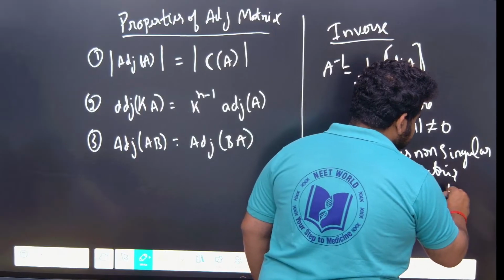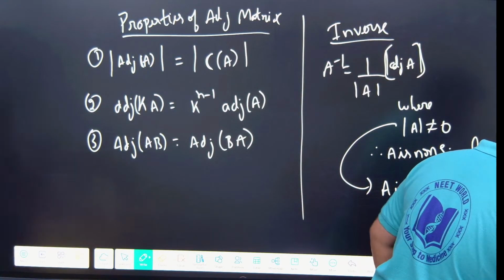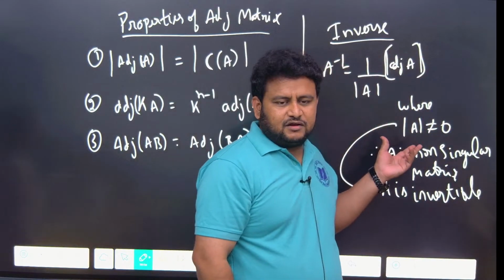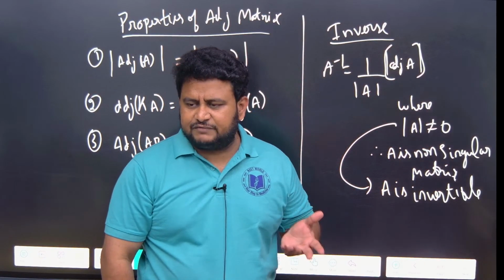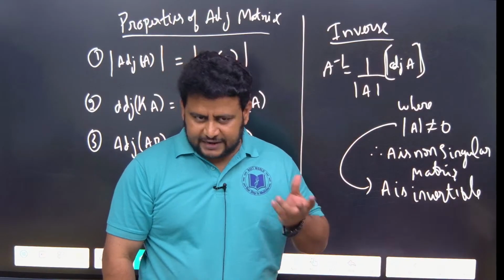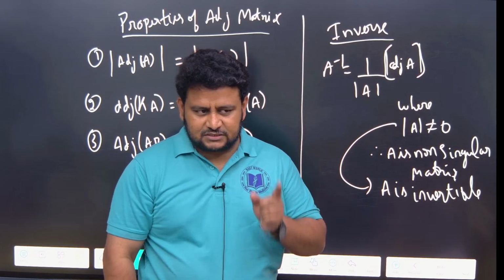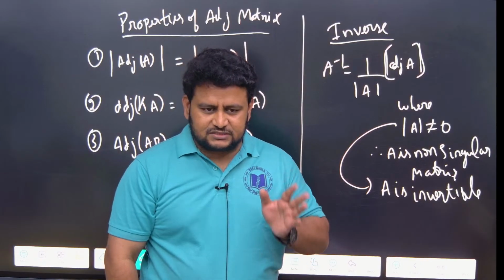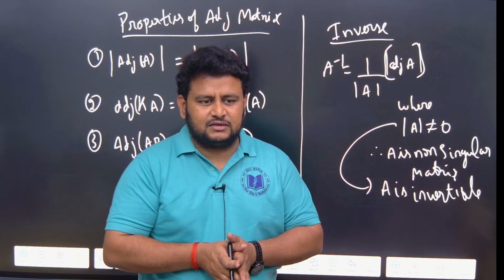That means, if you are having determinant of A not equal to 0, A is a non-singular matrix. If A is a non-singular matrix, then only we can find the inverse of it. Then only it is invertible. So before finding the inverse of A, first check whether the determinant is equal to 0. If it is equal to 0, then you can never find A inverse. If it is not equal to 0, then only you can find A inverse.